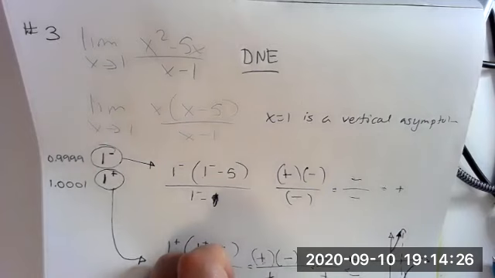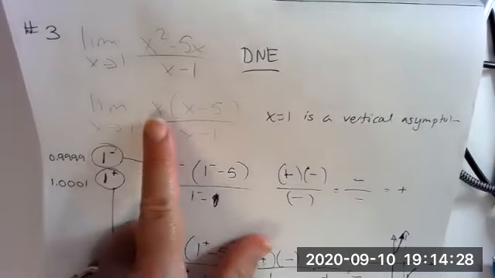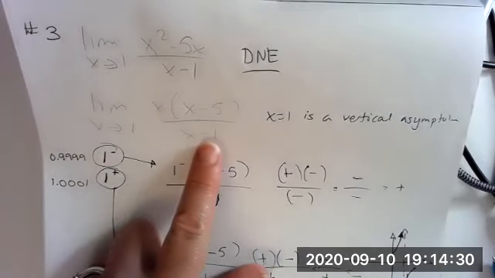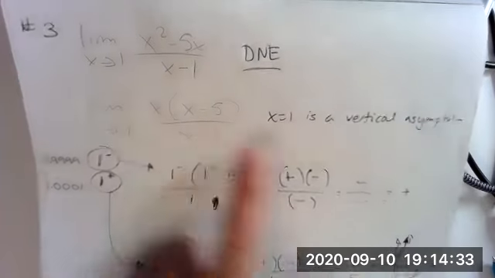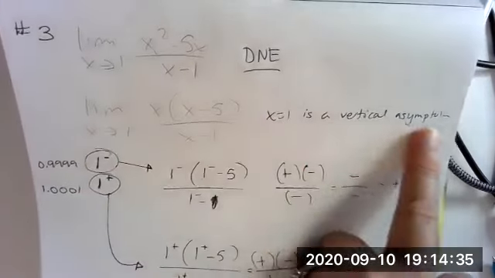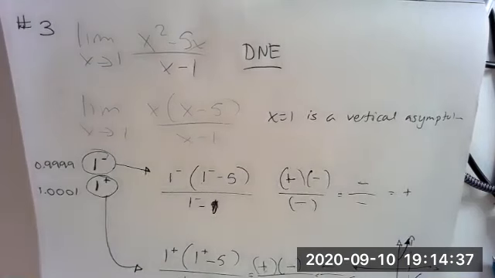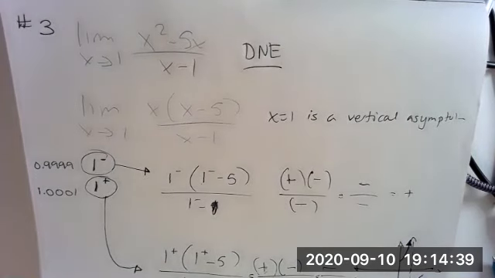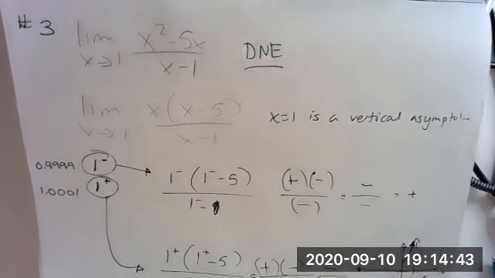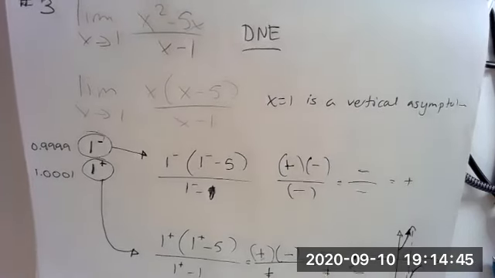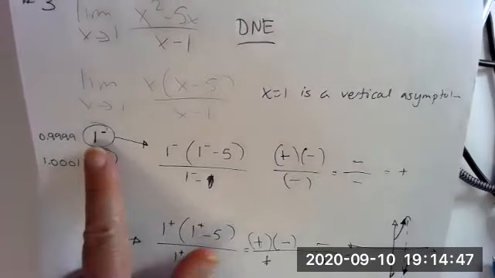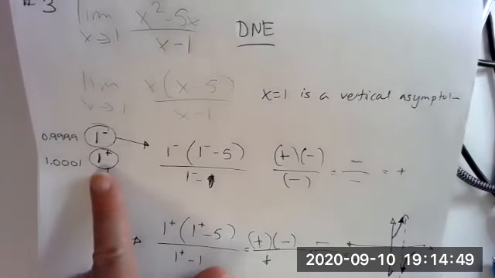Now, what we notice is that nothing divides out to 1. Right? So what that means is that x equals 1 is a vertical asymptote. Okay, so the limit will either be infinity or negative infinity, some combination of that. So what we need to do, or the way I like to think about it, is to test the limit as x approaches 1 from the left and from the right.